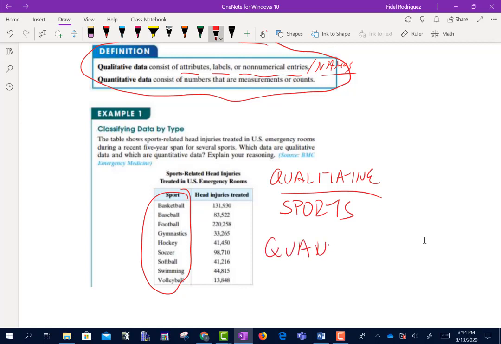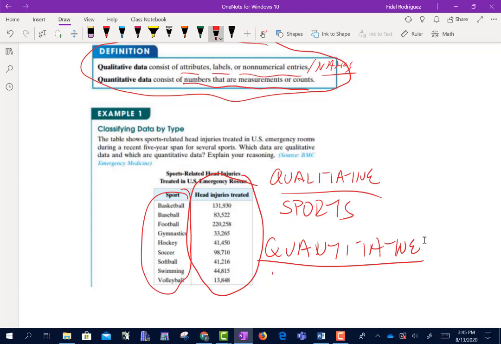And then quantitative: look, quantitative is numbers that are measurements or counts. Look what they're talking about. The number of head injuries. Those are measurements. Those are counts. They've counted how many individuals have suffered head injuries for these particular sports. So the number of head injuries.